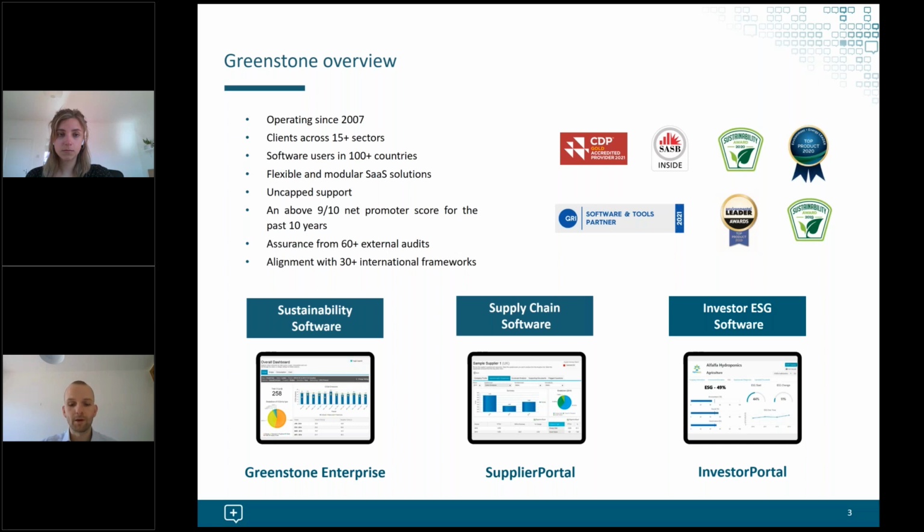We also then have a supply chain aspect of our product areas, which is Supplier Portal, and that can be used to track the Scope 3 aspects of your emissions and collect primary data from your suppliers, but also risk, compliance, and other areas of your supply chain management as well. And then finally, Investor Portal is the third area, which you can see on the right-hand side. So that enables the investor community to fully track and manage ESG data across multiple funds and portfolio companies, but can also be used to calculate emissions from investments for Scope 3 reporting as well.